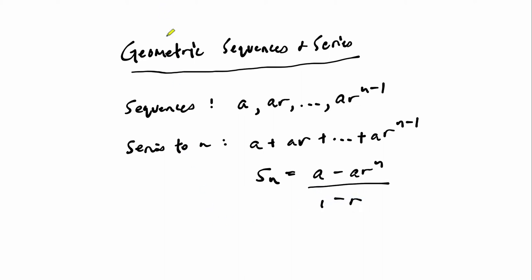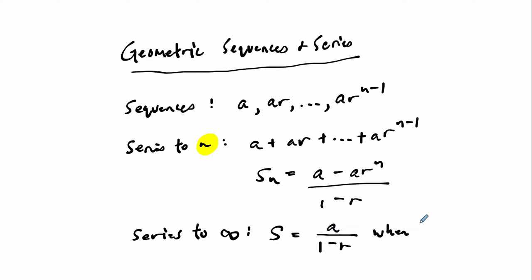But what if our series are going not to some specific number? What if our series are going up to infinity? That's an infinity symbol. What do we do then? Well, it turns out, look at this amazing formula. If you're looking at a series up to infinity, you can say that the series will equal A divided by 1 minus R when the absolute value of R is less than 1.